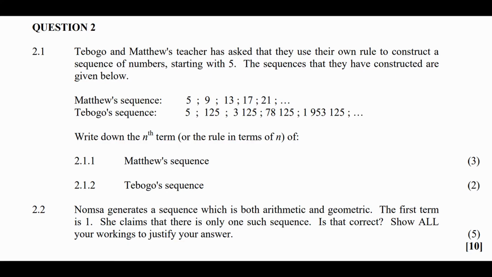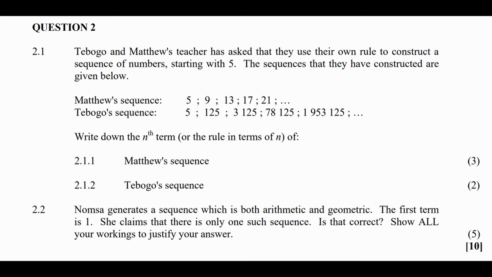Question 2.1 reads as follows. Tebogo and Matthew's teacher has asked that they use their own rule to construct a sequence of numbers, starting with 5. The sequences that they have constructed are given below. We then see each sequence.